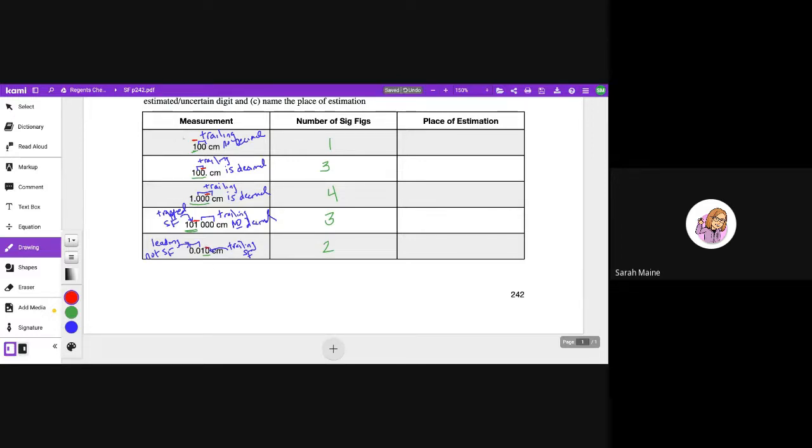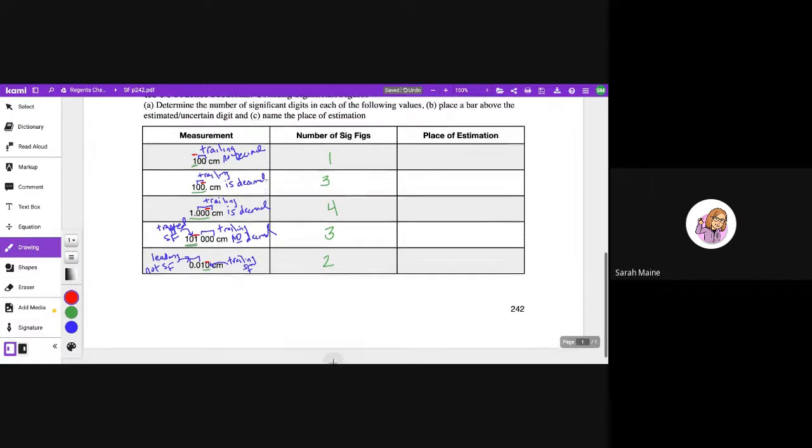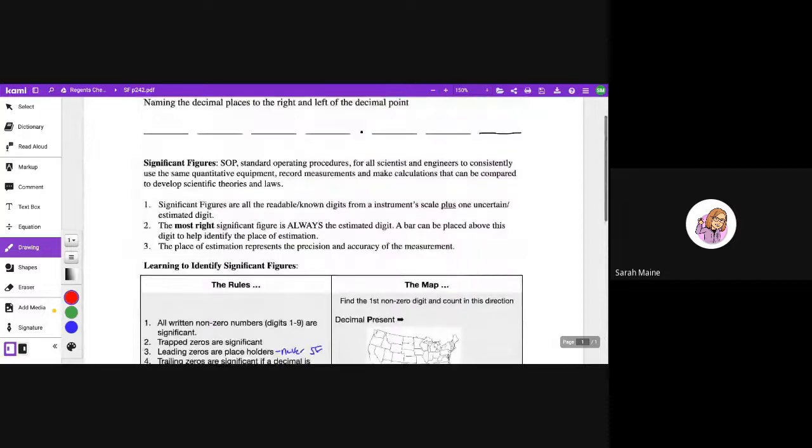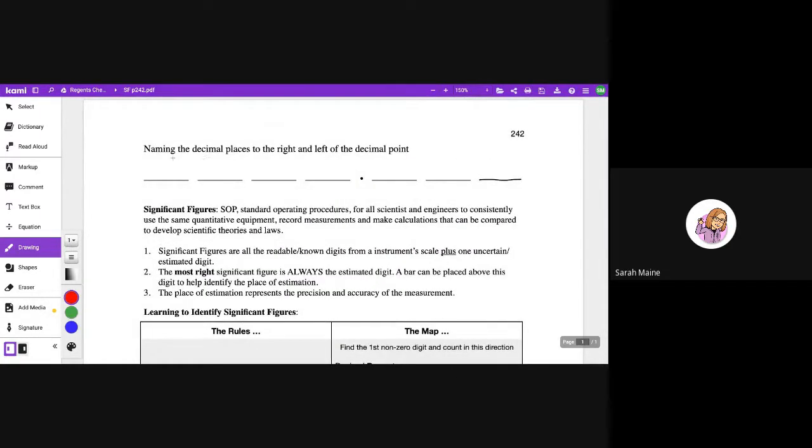Now, the position where we put the bar above it, okay, step C wants us to name the place of estimation. So I want to go all the way back up to the top of the page. I left this for now. So naming the decimal places, you probably know these, but we're going to review it. So we're going to start with the decimal point. The first position to the left of the decimal point, you already know it designates the value position of 1.